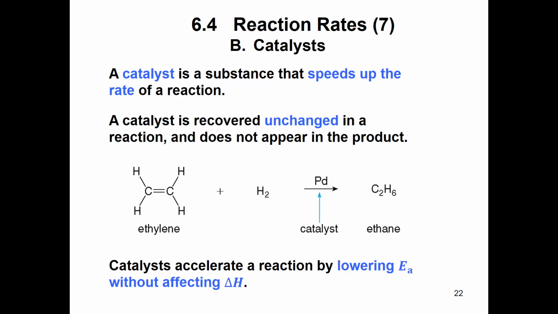Something else that can affect the reaction rate is the presence of a catalyst. And a catalyst is a substance that speeds up the rate of the reaction, but the catalyst recovers unchanged in the reaction, and it's not part of the product. So basically, the catalyst helps the reaction speed up, and it's regenerated back into its original form so it can then catalyze another reaction. And so the way we say this in chemistry language is that catalysts accelerate the reaction by lowering the activation energy without changing the change in enthalpy.